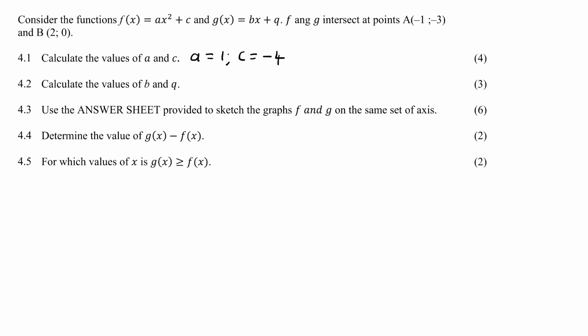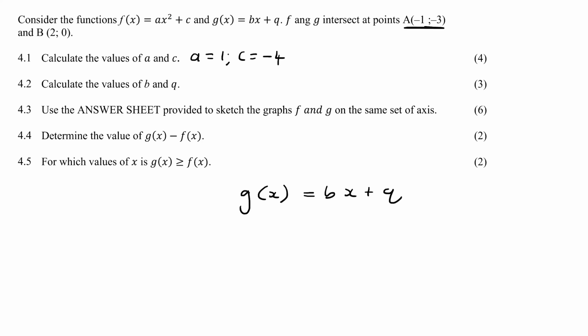This one says calculate the values of b and q. Okay, so the exact same thing. Let's just quickly see f and g. Yeah, we can do the same thing. I'm just trying to think if there are other ways we could do it. No, let's just do the same thing. There's always multiple options, but this is one of them. So once again, we're just going to plug in values.